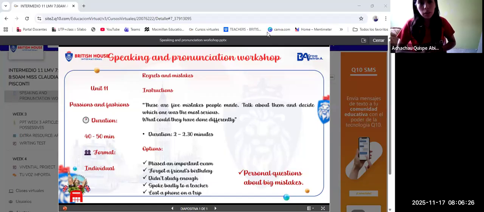Lost my phone on a trip. This mistake is stressful. They could have kept the phone in a safe place. They should have kept the phone in an inside pocket with a zipper, or used a strap.